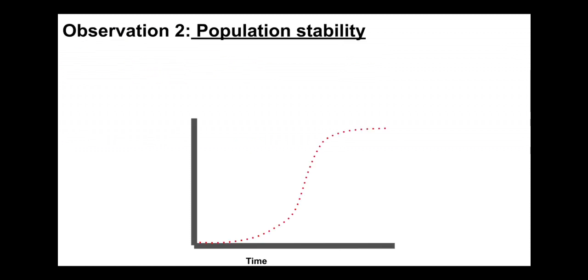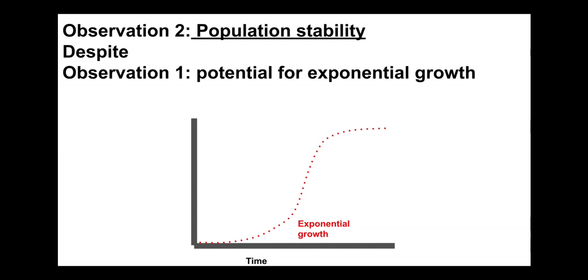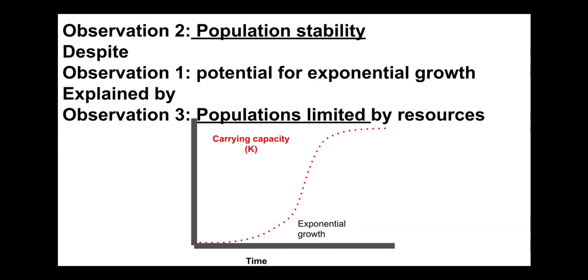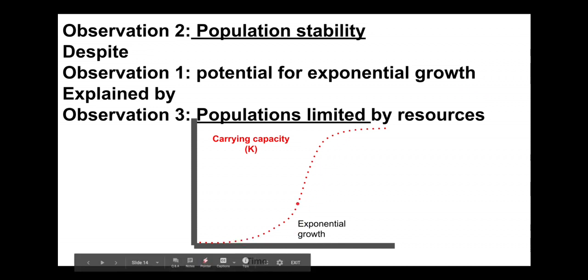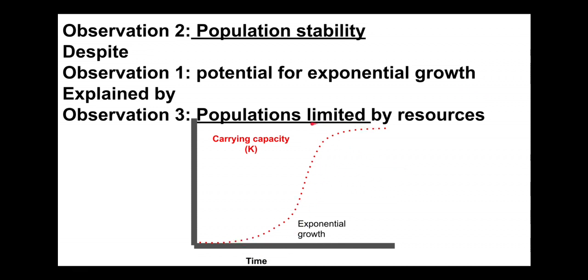So population reaches a stable point. Population stays. So Darwin's logic is populations are stable despite the ability for exponential population growth, and this is due to limited resources. So this is the way the logic works. Populations tend to be stable when we see them out in nature. This is despite the ability for exponential population growth, and this is explained by limited resources.